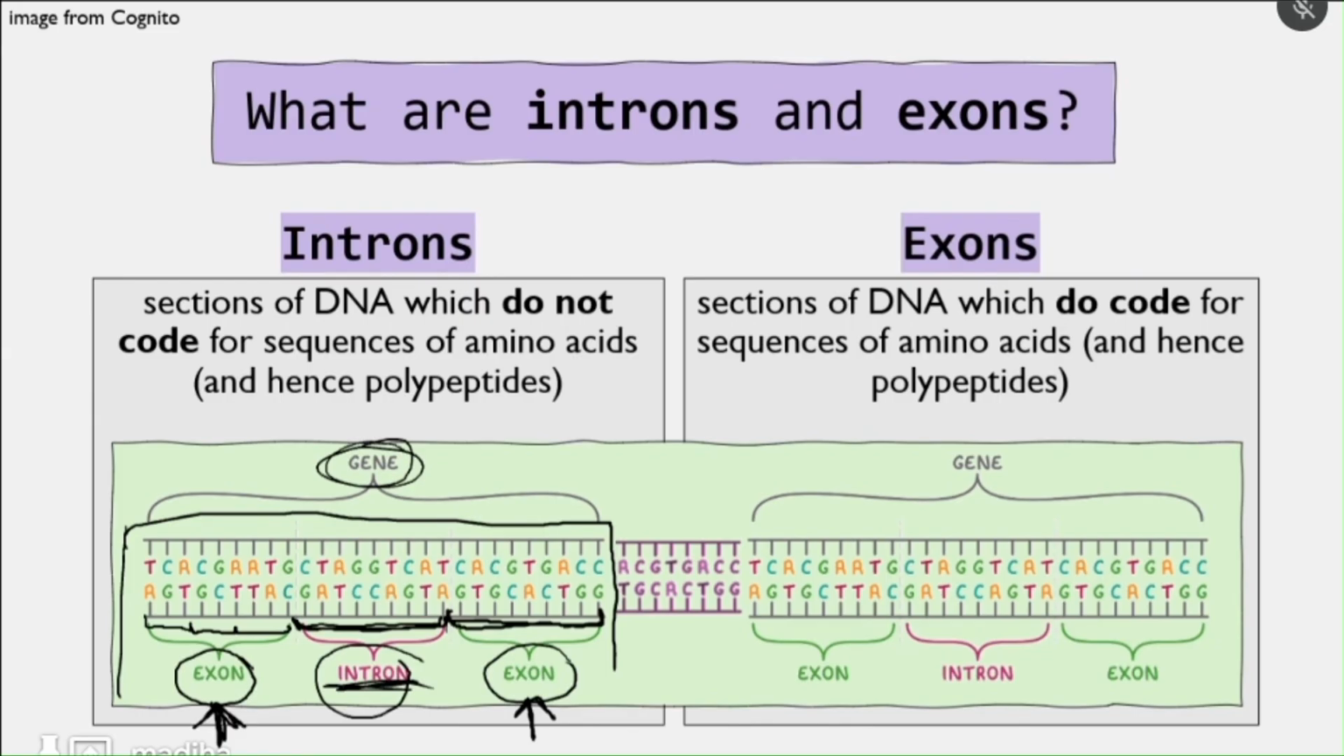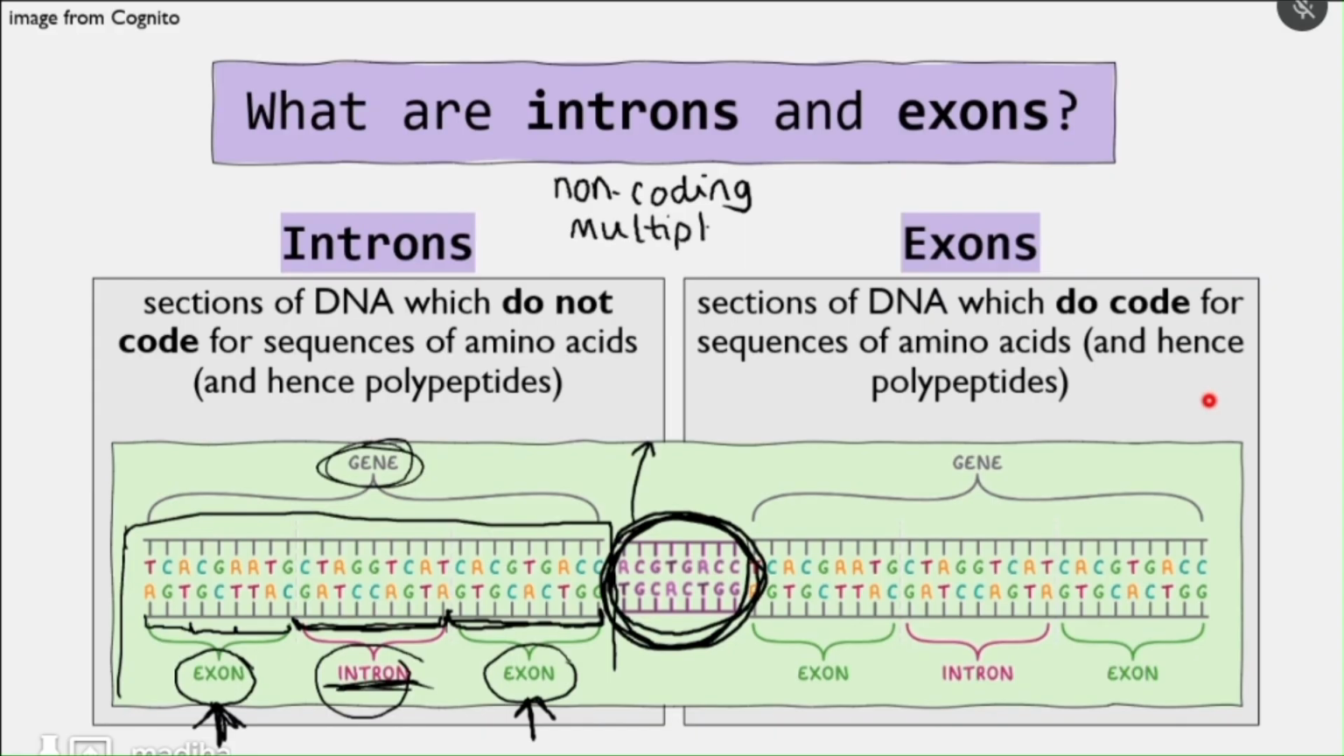And then we've got another gene here. Another thing it says in the spec is that in between genes, you've got this little purple thing. It's called a non-coding multiple repeat, or sometimes a region, but I think it's better to just know non-coding multiple repeat. These are things in between genes that do not code for things.